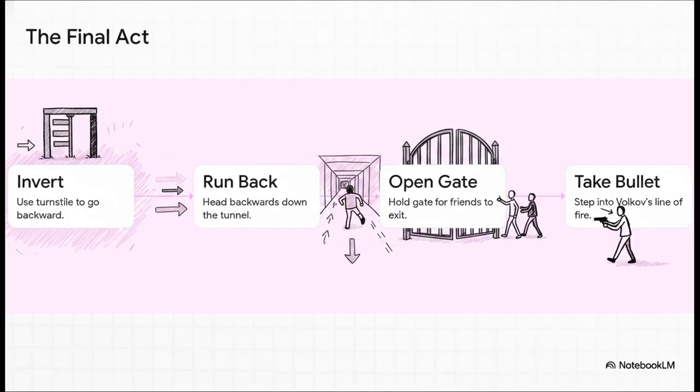To truly understand the staggering tragedy of this, we have to look at it purely from Neil's own chronological perspective. What does he actually experience in his final moments? Well, he inverts in the turnstile, he runs backwards down the tunnel toward the locked gate, he opens the gate, he holds it for his friends to back out of the room, and then he steps inside, closes it, locks it, and deliberately steps right in front of Volkov's gun, taking a bullet to the head.